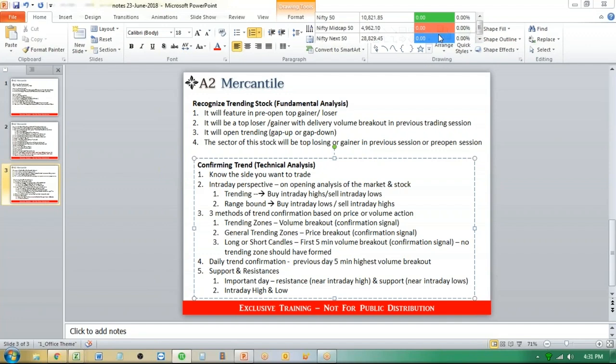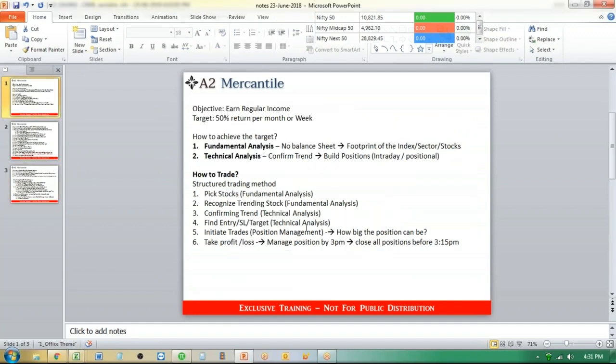And you have taught that in this general trend, support and resistance should be made in the box. That is the point where we have to enter. We will talk about it in find entry, that is number 4, technical analysis. Right now we are confirming the trend only.